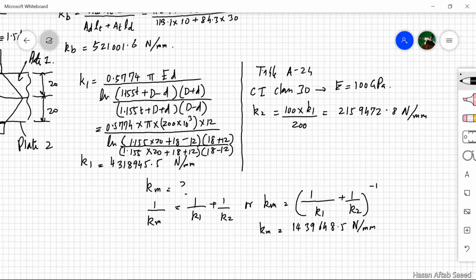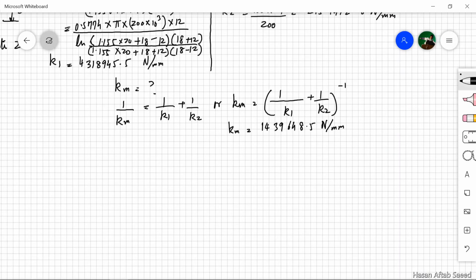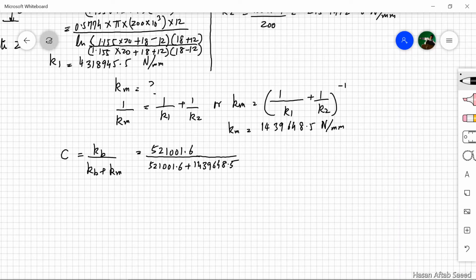Kb, recall, 5210001.6. So now we can calculate the value of C, and the most time consuming part of the problem is already done. So C was, again, recall the formula, Kb over Kb plus Km. Put in the values: 5210001.6 over 5210001.6 plus 1439648.5, and the C then is 0.266.